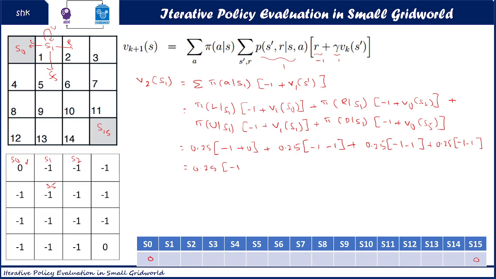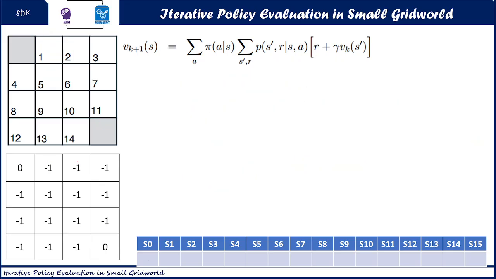Now we can rewrite this function as 0.25 into minus 1 plus 0, minus 1, minus 1, minus 1, that is minus 2. Minus 1, minus 1, that is minus 2. Minus 1, minus 1, minus 2, which is going to give us 0.25 into minus 7. Now we are going to find the product of 0.25 into minus 7, which is going to give us minus 1.75. So I'll write this as minus 1.75. So for the S1 state, what is the updated value? Here we got minus 1.75.